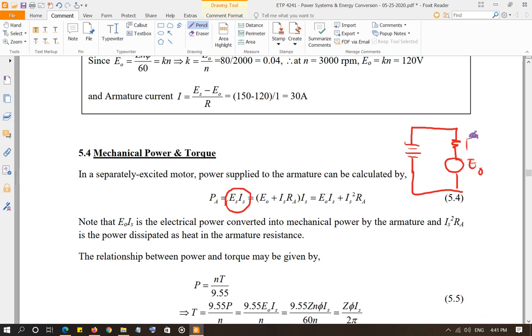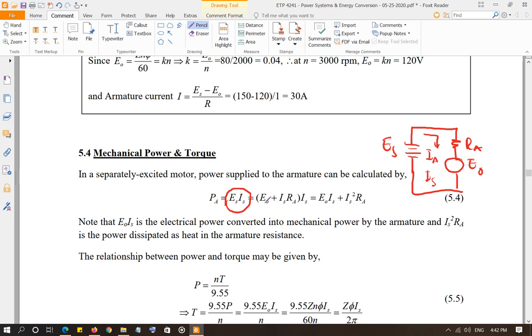E naught, RA, ES, and IA. So ES is equal to E naught plus the drop in the armature resistance, and of course IA and IS are equal. The output power is E naught times IS, plus the power dissipated in this resistance, which is IS squared RA. So ES is equal to E naught plus the voltage drop in the armature resistance.